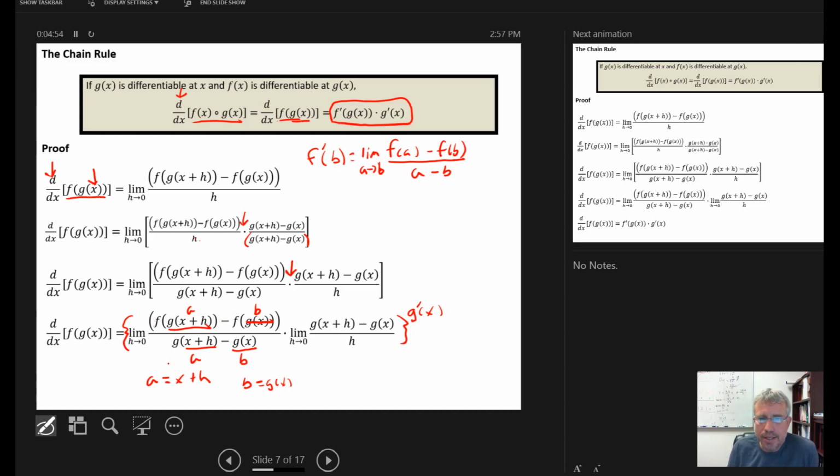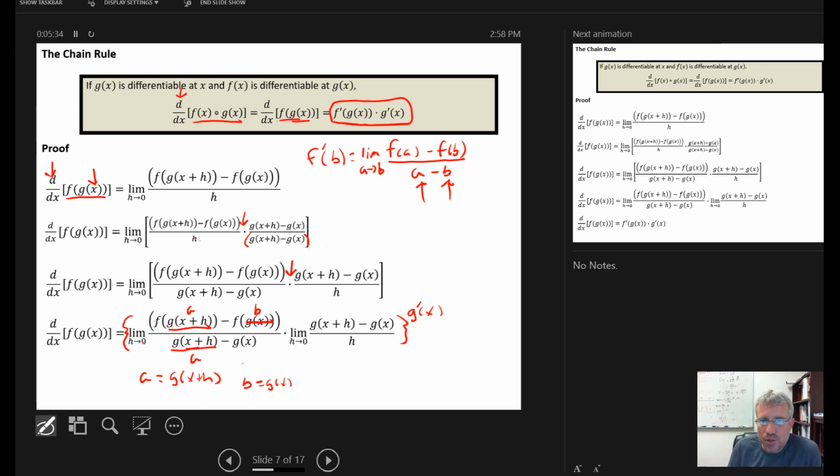And what I want to recognize is that as h goes to 0, my a here is actually equal to g of x plus h. A is equal to g of x plus h. So a is the whole g of x plus h. So I get the f of a minus f of b over a minus b form from here.